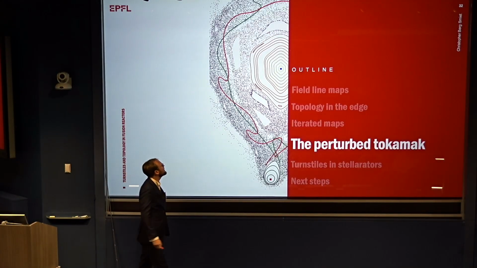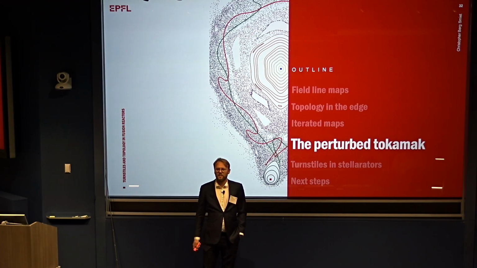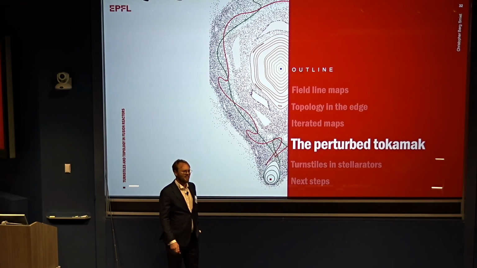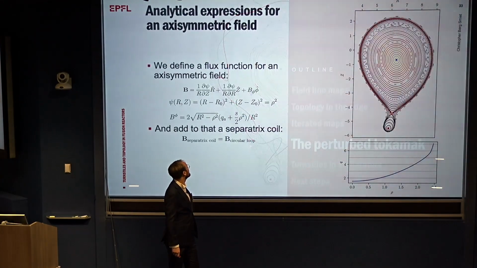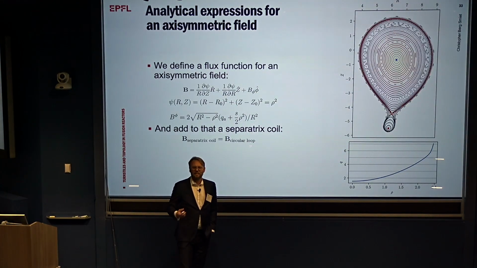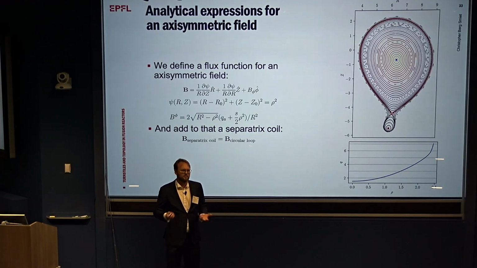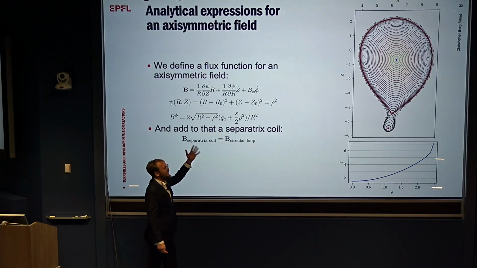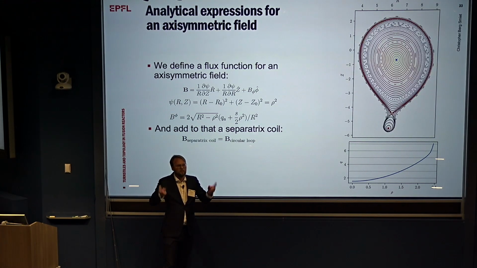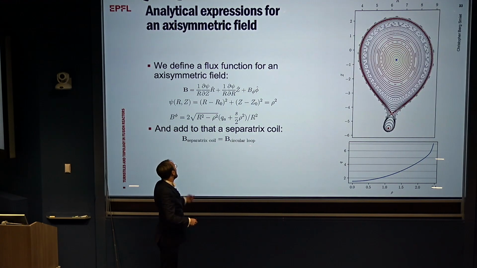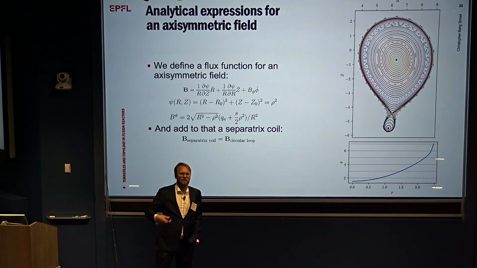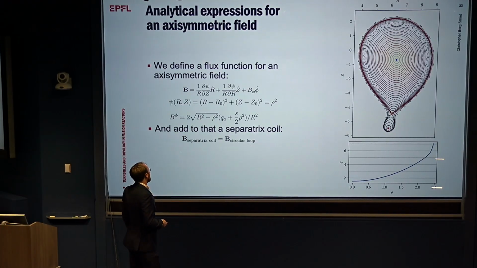So now let's look at the perturbed tokamak. So we go one step up in complexity. We describe an axisymmetric field, the way that tokamak physicists usually like, with a flux function. That's a very simple flux function. It's just circular surfaces. We just choose a specific toroidal field such that we get a rotational transform that we like.